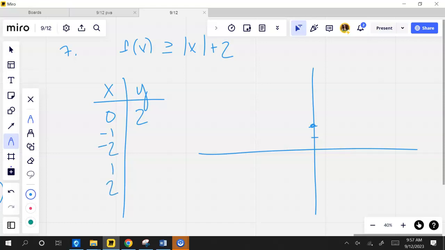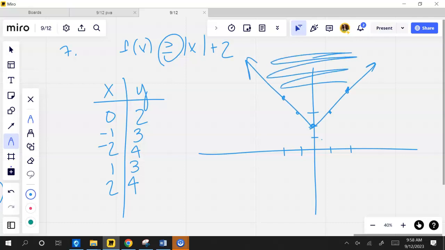If I plug in -1, I get 3. If I plug in -2, I get 4. Same thing here, I get 3 and 4. So -1, 3, and -2, 4. Same on this side. This one is solid because of that line. And greater than means I shade up.